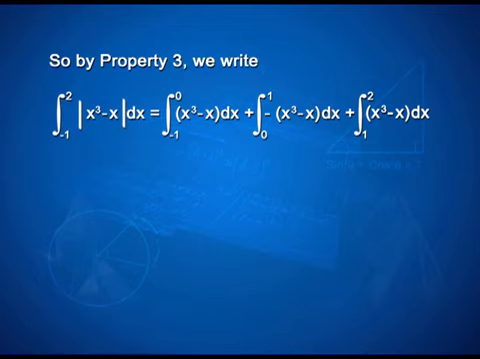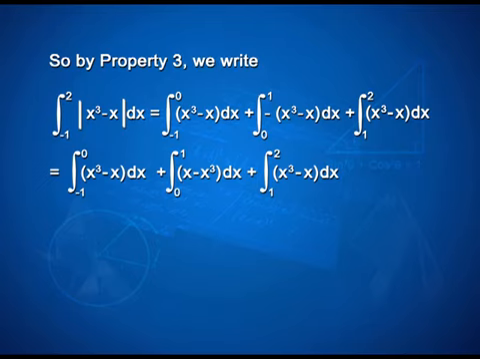So, by property 3 we write integral -1 to 2 modulus of (x^3 - x) dx is equal to integral -1 to 0 (x^3 - x) dx plus integral 0 to 1 of minus (x^3 - x) dx plus integral 1 to 2 (x^3 - x) dx, that is equal to integral -1 to 0 (x^3 - x) dx plus integral 0 to 1 (x - x^3) dx plus integral 1 to 2 (x^3 - x) dx.